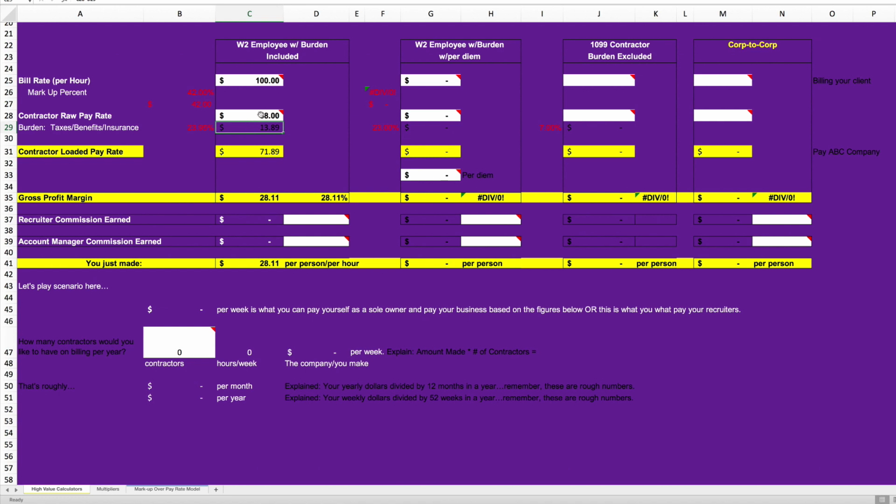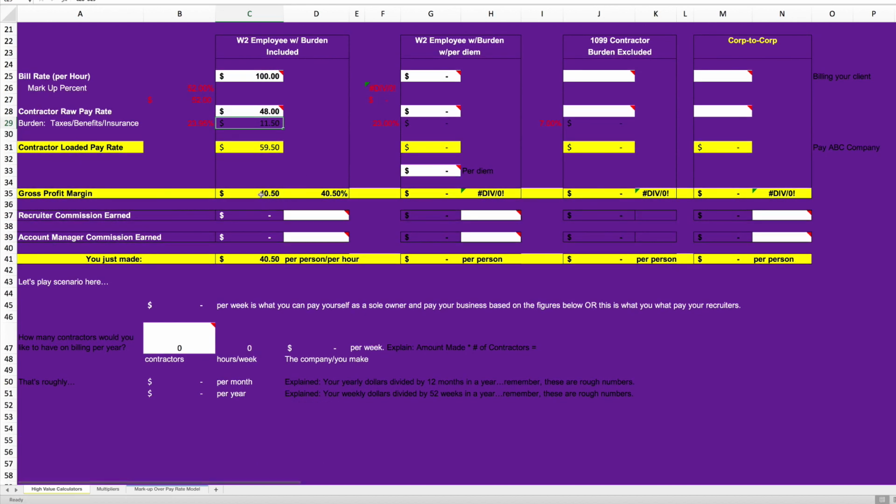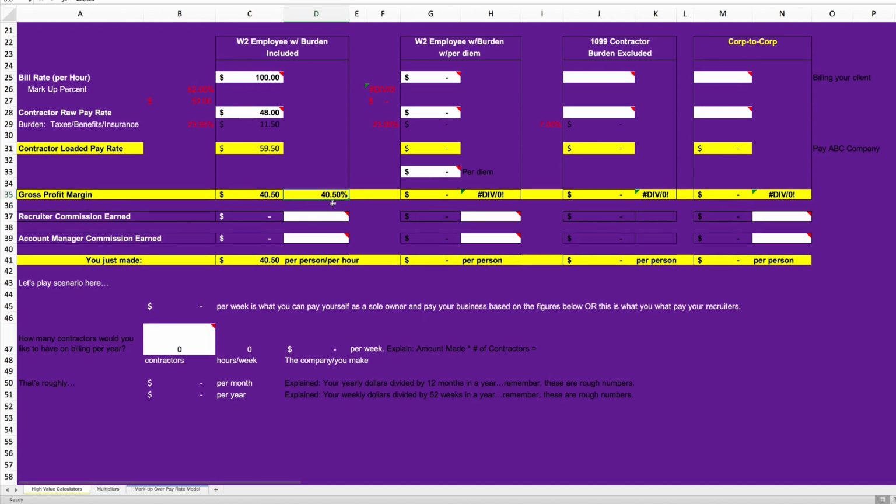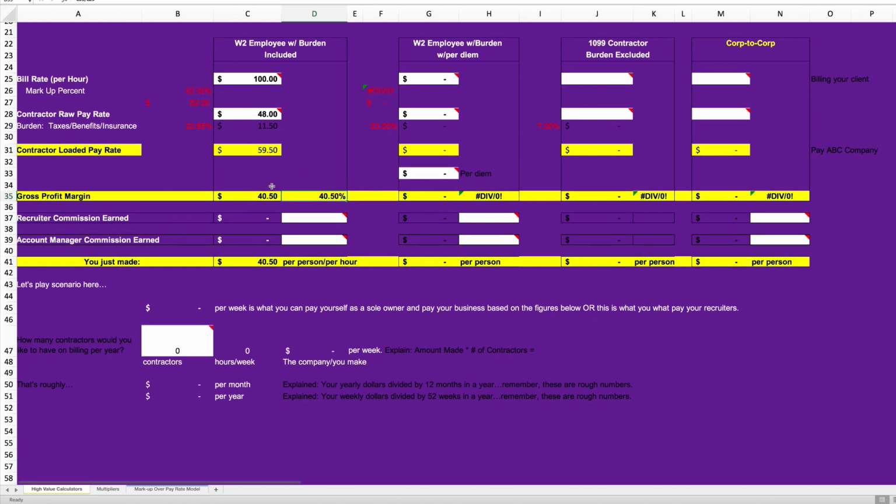All right, now let's take this number and say $48. Now my gross profit margin is 40.5%, which is super duper high. But that is $48. So now I have a pay range that I can pay this candidate. I can pay them between $48 and $58 an hour in order to maintain a healthy gross profit margin for myself. And this isn't even a 60% markup.